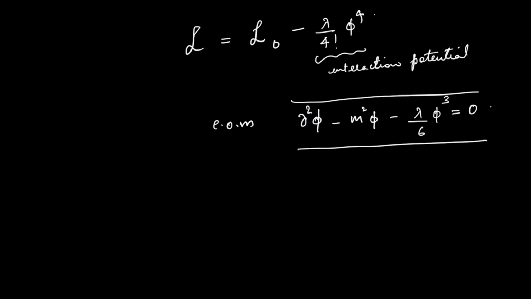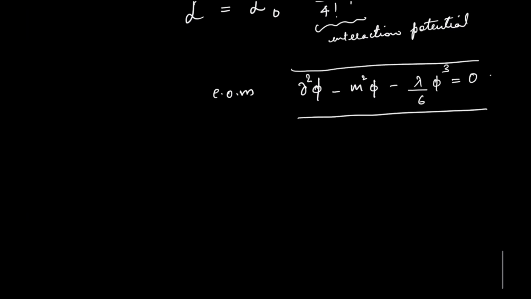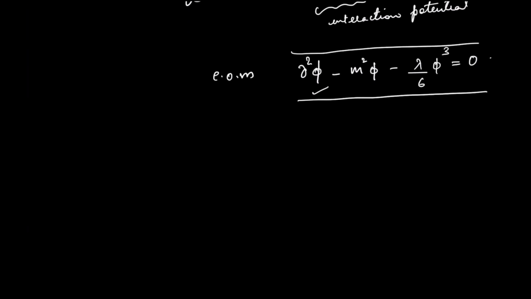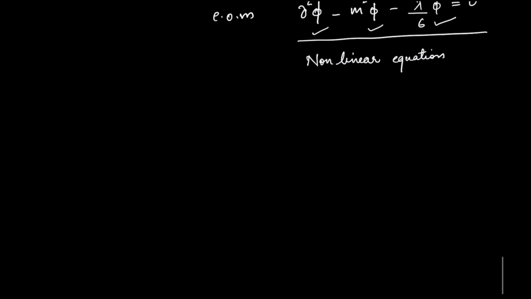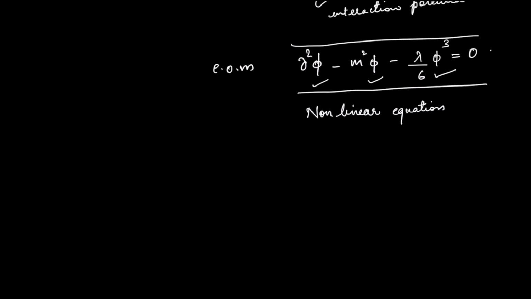Now we can see that we have a non-linear equation. Here there is phi, here there is phi, but here there is phi cube, which means this is a non-linear equation. Earlier, when there was no interaction, it was a linear equation. Now it is a non-linear differential equation, and we don't know how to solve it. A non-linear equation cannot be solved exactly, but we can always approximate some solution. Heuristically, we can imagine lambda to be very small and find an approximate solution.